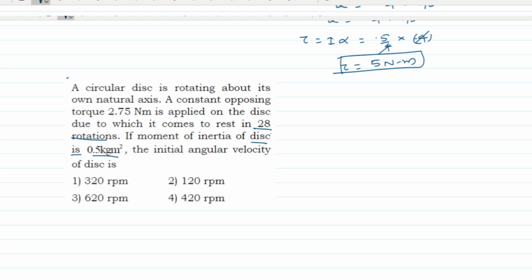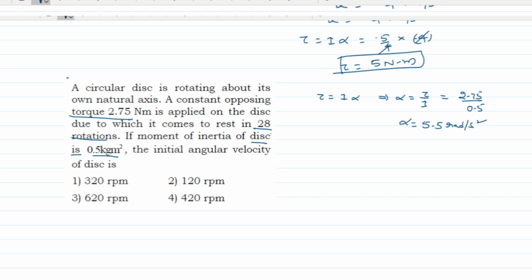You know the relation between torque and angular acceleration, students. Torque tau equals I alpha. With this, we calculate the angular acceleration, alpha equals tau by I. Torque is given as 2.75 Newton meter, and moment of inertia is 0.5, which is 1 by 2. So 2 comes to the numerator, 2.75 into 2, and alpha will be 5.5 radian per second square.